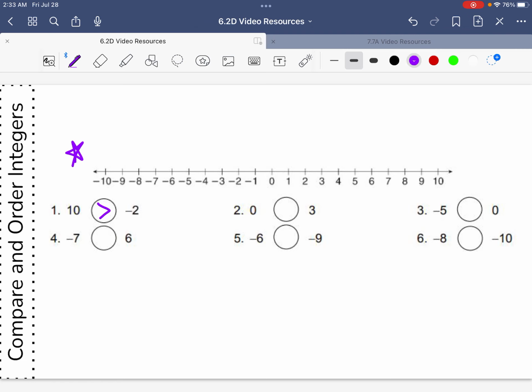Our next problem takes a look at 0 and 3. So I find both of my points on my number line, and I see that 3 is greater than 0. So my inequality symbol will open up towards 3.